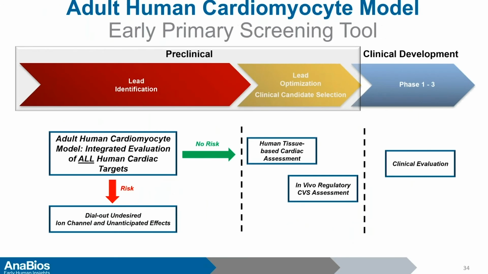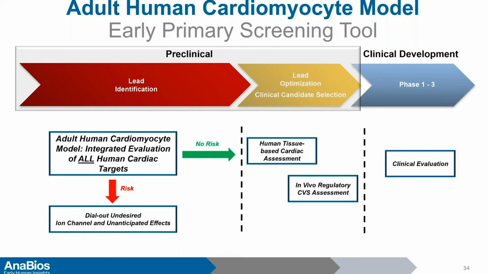Based on the validation data I presented, we are proposing that the adult human cardiomyocyte model can be used as a primary screening tool in early drug discovery, because the adult human primary cardiomyocyte allows an integrated evaluation of all human cardiac targets, because they have very good predictivity, and also because they can be used in a screening format. A platform is currently being validated.